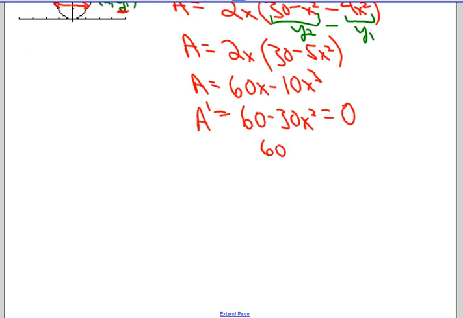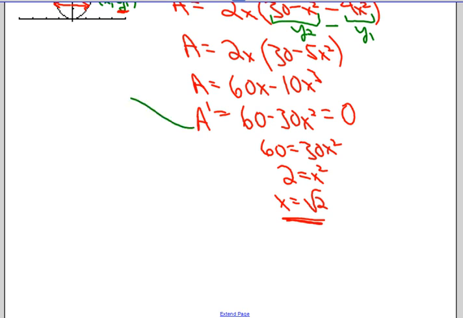So it looks like 60 equals 30x squared. Divide by 30, so x squared is 2. So my x coordinate could be the square root of 2 or the negative square root of 2. They're symmetric, so they're going to give us the same rectangle either way. So I'm going to stick with x equals square root of 2. Do you think that's a max or a min?